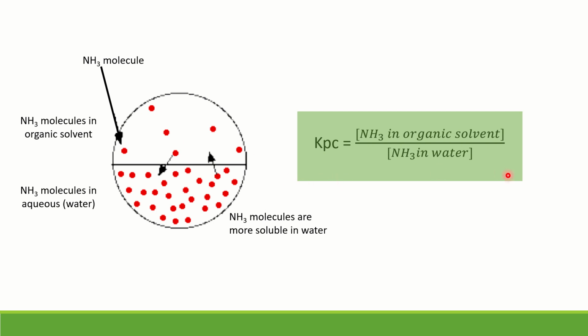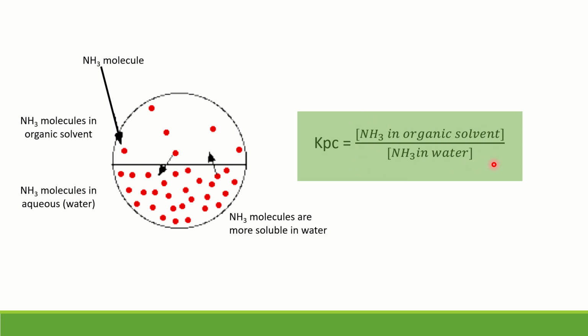Next, what is the formula for KPC? KPC is equal to the concentration of ammonia, which is the solute, in organic solvent, divided by the concentration of ammonia, again the solute, in water. You don't just simply say KPC is equal to the concentration of organic solvent. You have to mention what the solute is, the molecule, this red dot here. So ammonia in organic solvent over ammonia in water.